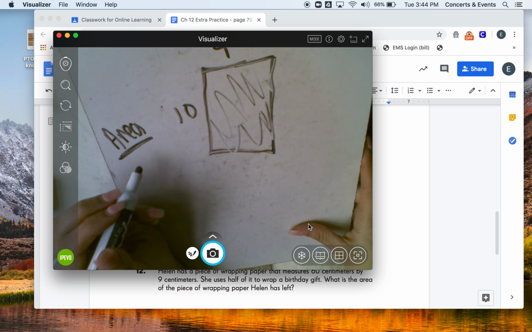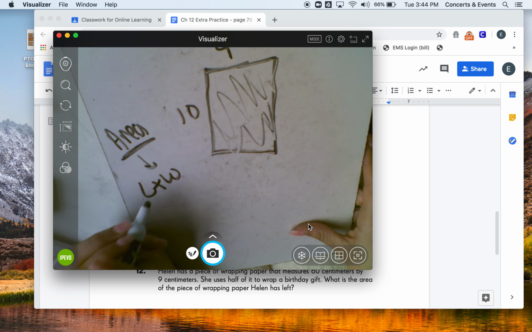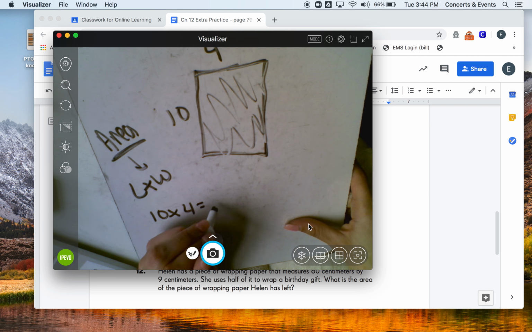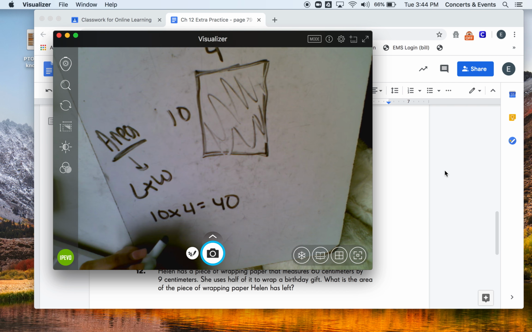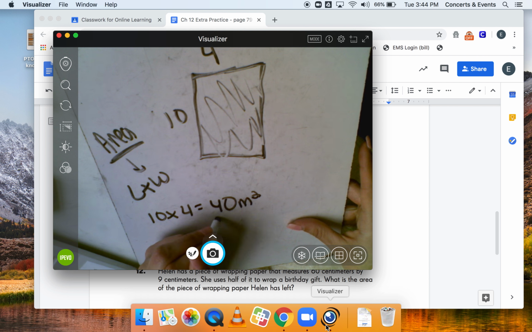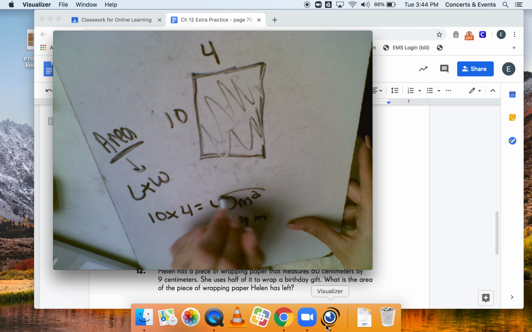So again, I know I'm finding area. I know that I'm doing how long it is times how wide it is. The length is 10 and the width is 4. So if I do 10 times 4, I get 40. But again, I need to double check my labels. Here they are meters. So I need to put meters squared, or 40 square meters.